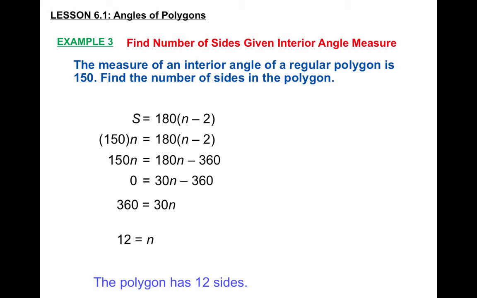All right. So if you're given a measure of one angle, but you want to find the number of sides, you're going to be looking for n. Don't plug 150 in for n. Leave it as a variable and solve for it.